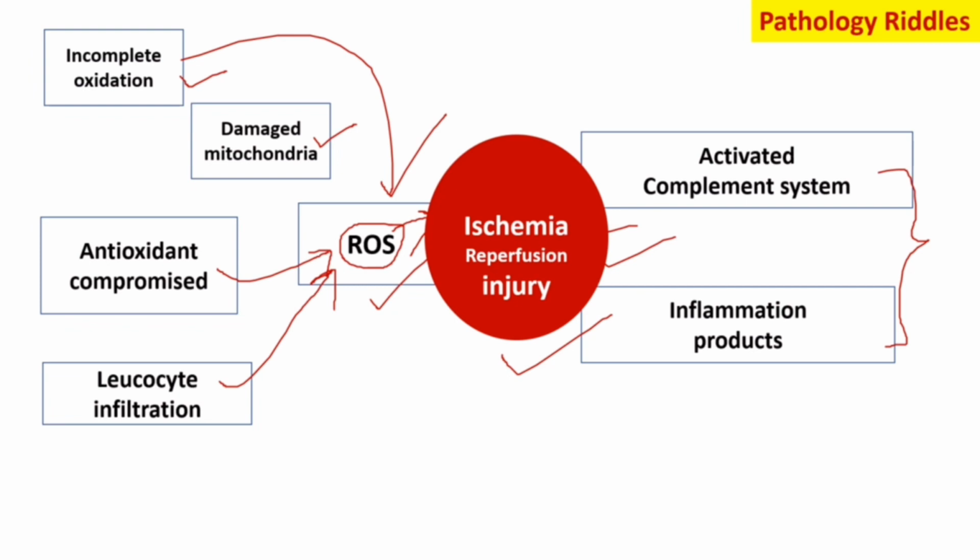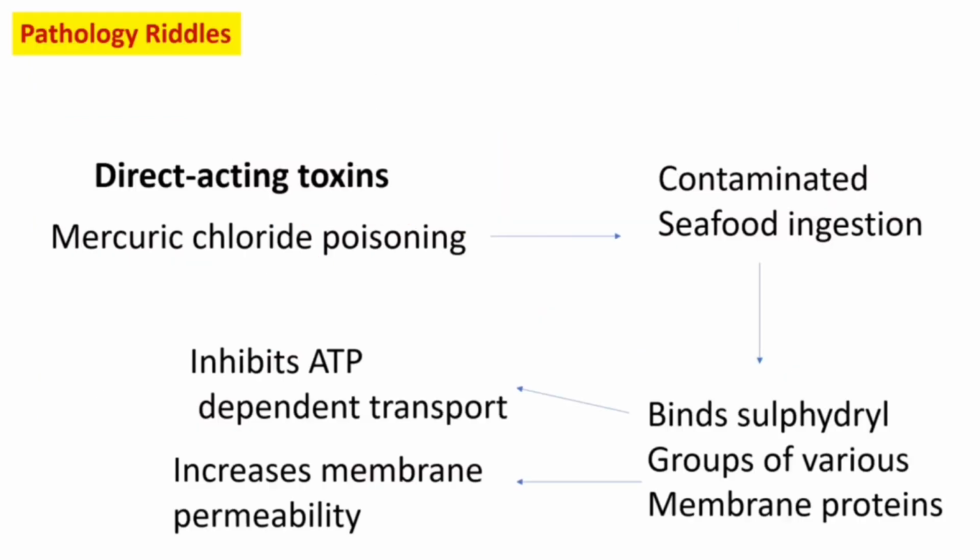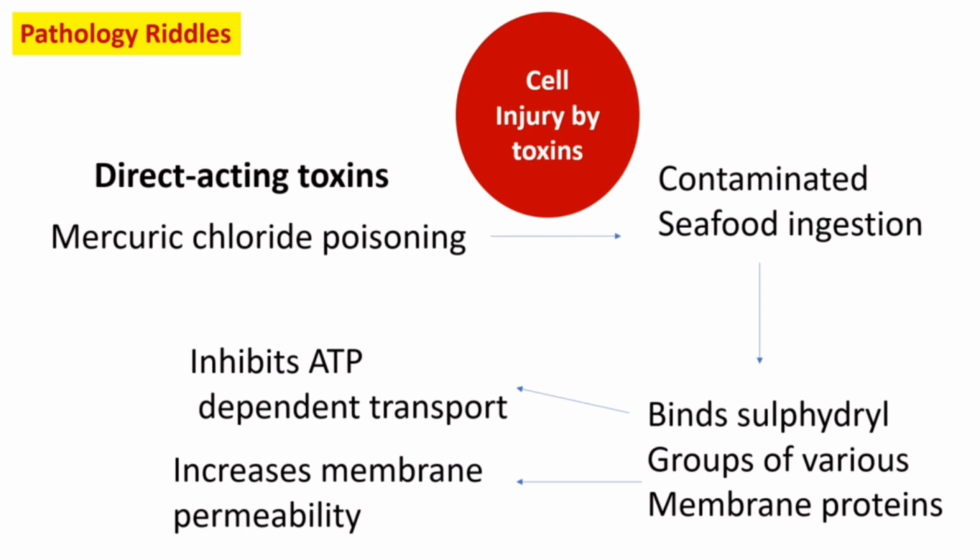And then the inflammation products which are formed can also cause damage to the cell. So these are the ways by which ischemia reperfusion injury occurs. The next mechanism of cell injury is by toxins. Toxins can cause cell injury by two mechanisms.